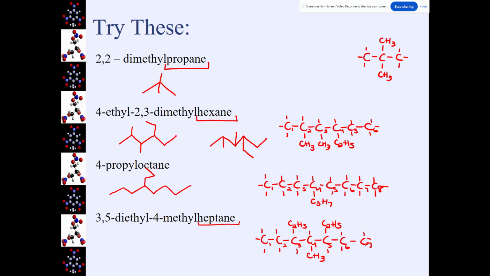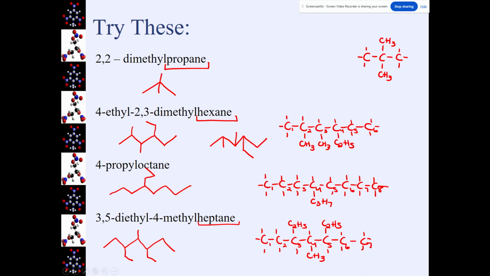Okay? And then line diagram, 1, 2, 3, 4, 5, 6, 7. And on carbon 3, there's an ethyl branch, 1, 2. On carbon 5, there's an ethyl branch, 1, 2. On carbon 4, there's a methyl branch.